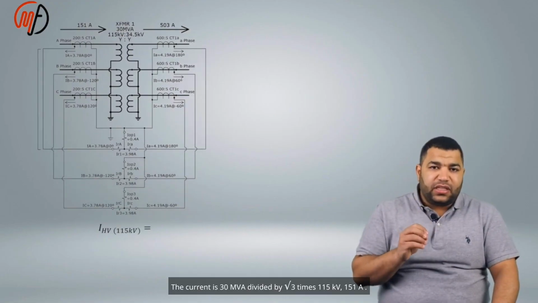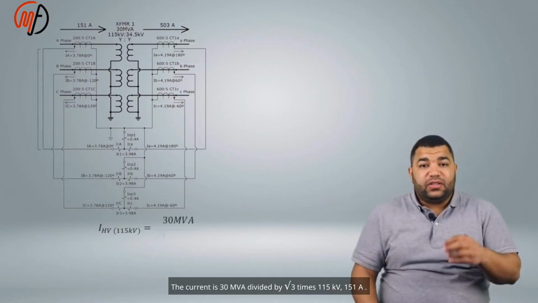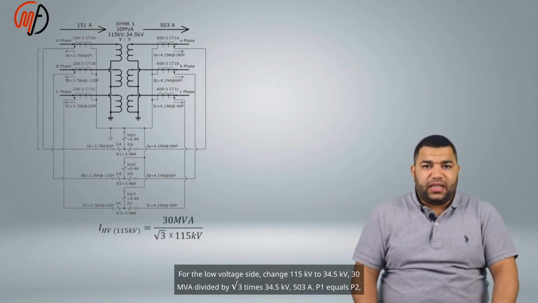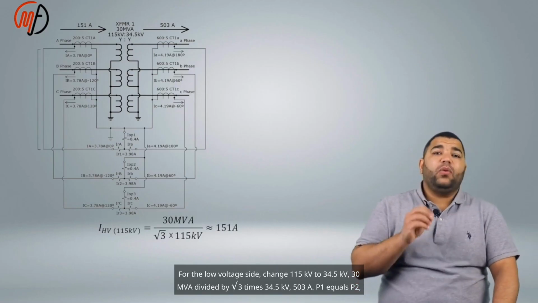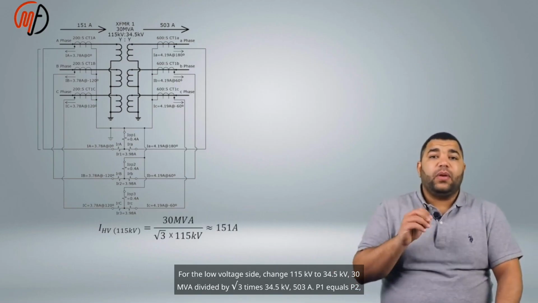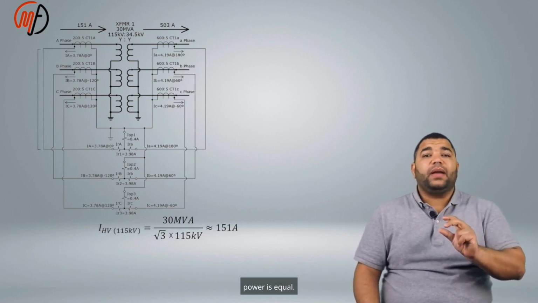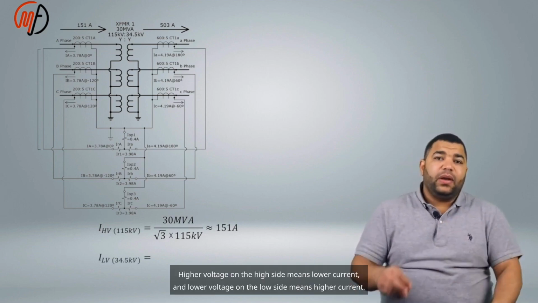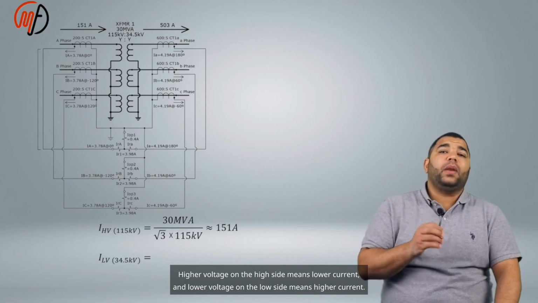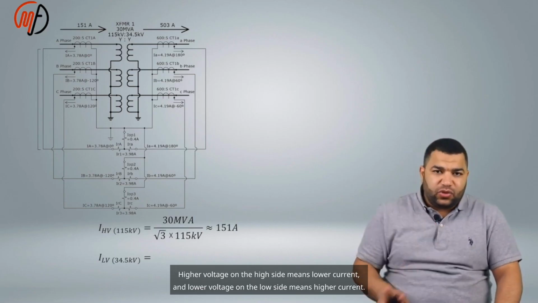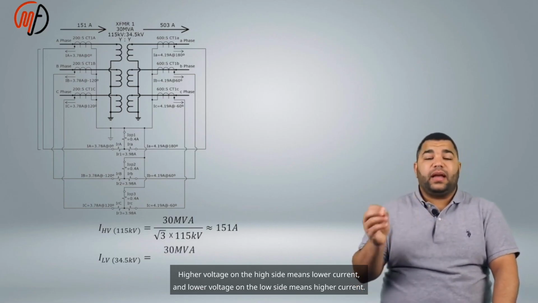The current is 30 MVA divided by root 3 times 115 kV, which is 151 A. For the low voltage side, change 115 kV to 34.5 kV: 30 MVA divided by root 3 times 34.5 kV gives 503 A. P1 equals P2, the power is equal. Higher voltage on the high side means lower current, and lower voltage on the low side means higher current.